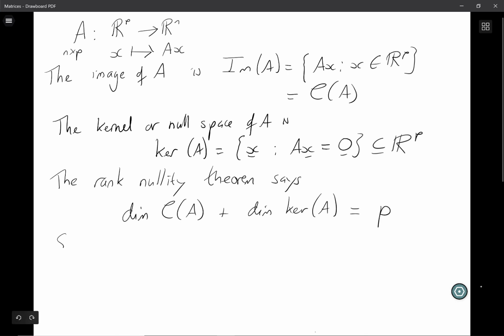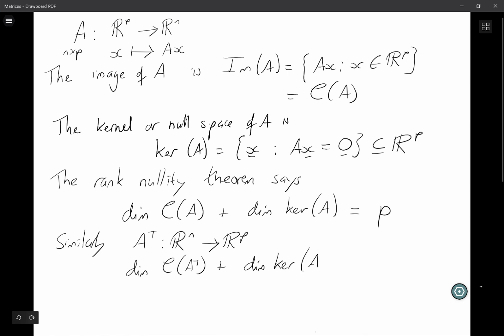Similarly, A transpose is a map from Rn to Rp. So again, the rank nullity theorem gives us the dimension of the column space of A transpose plus the dimension of the kernel of A transpose is n, because A transpose is a map from Rn.